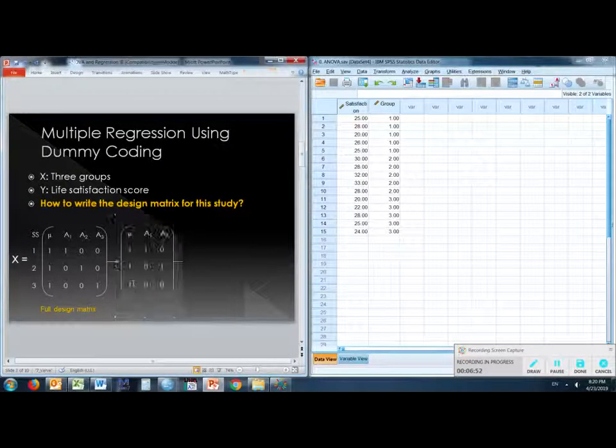Now we can simplify this by getting rid of the last column. Then we can get rid of the constant column and have the dummy coding. It conveys the same information. That is, for the single group, the code is 1 0. For the married group, the membership code is 0 1. And for the divorced group, the membership code is 0 0. That is our membership. Now we can use this membership code to enter data into SPSS.